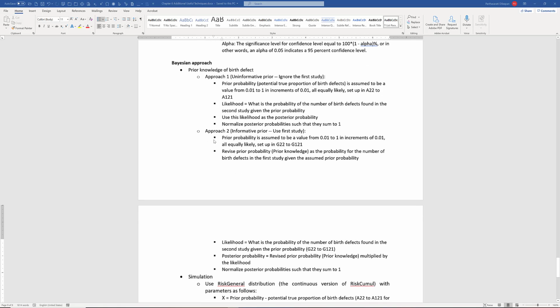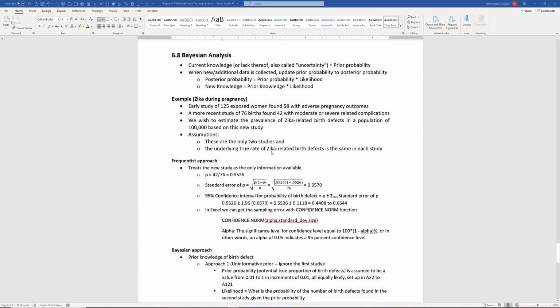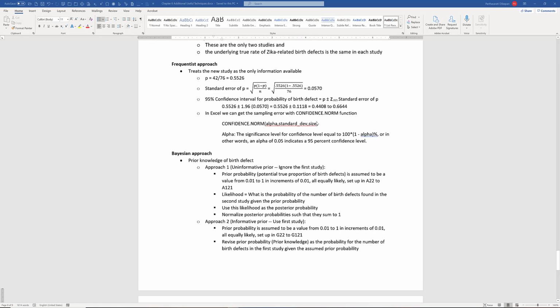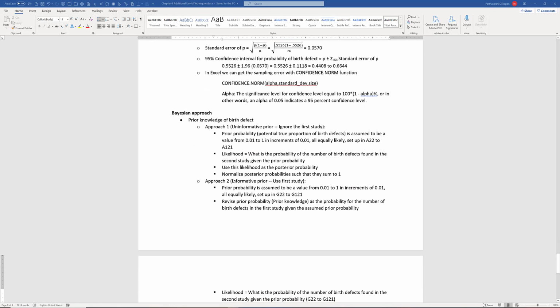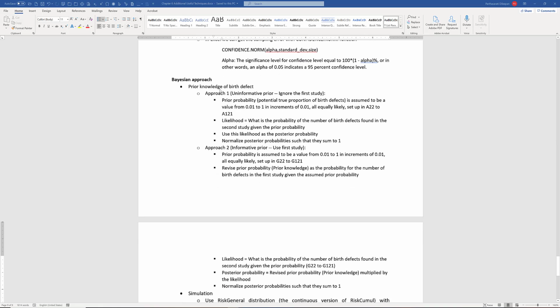Okay, now let's look at the second approach, which is informative prior, because we're going to take into account the results of the first study, which we ignored in approach 1. So that's the reason why we call it informative prior. Like in approach 1, we start out with a prior probability of 1% likelihood of birth defect, 2%, and so on, all the way up to almost close to 1%, which is the same starting point as approach 1.